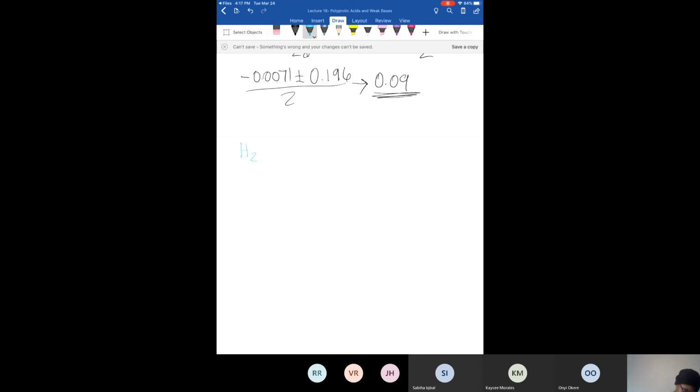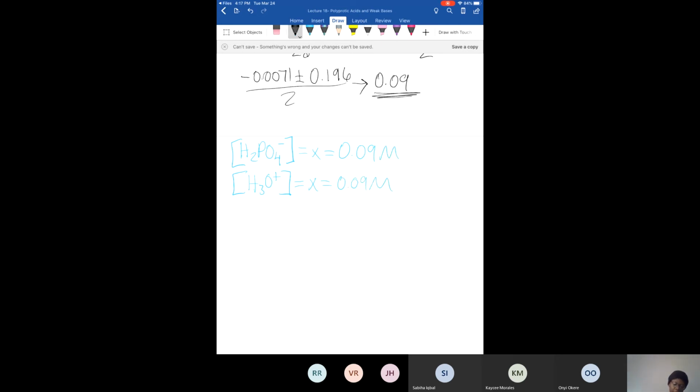So H2PO4 minus equals X, so its concentration equals 0.09. I'm not going to do the H3PO4 too, because that's a different problem. Sorry. And your H3O plus concentration is 0.09 molar.